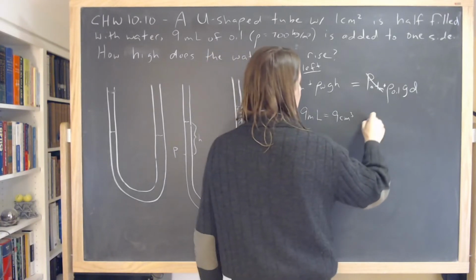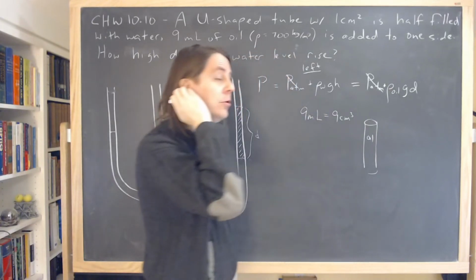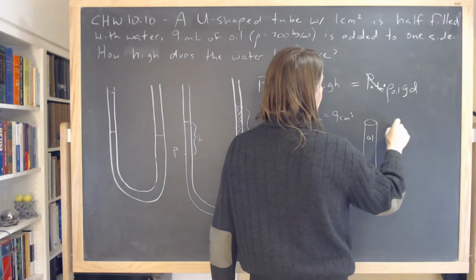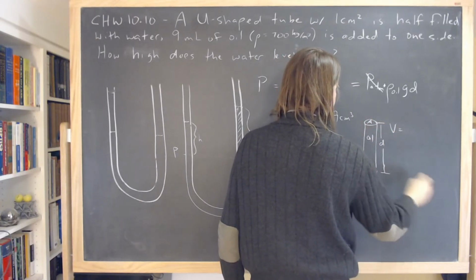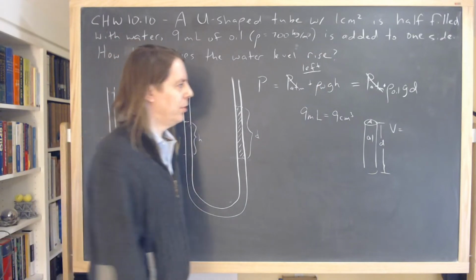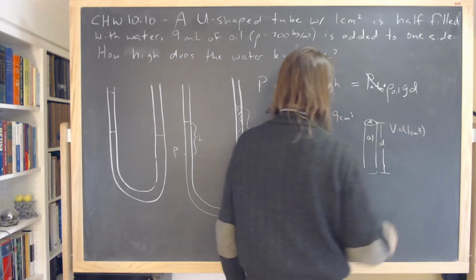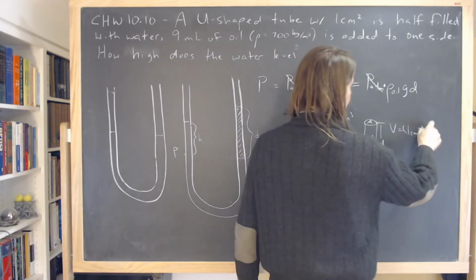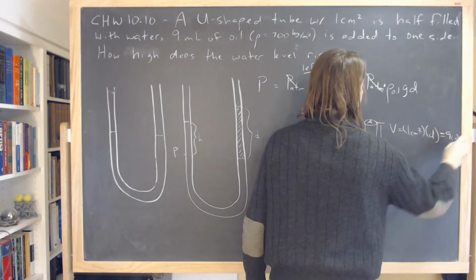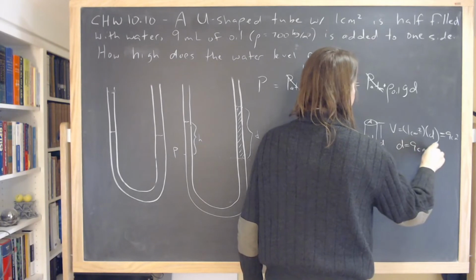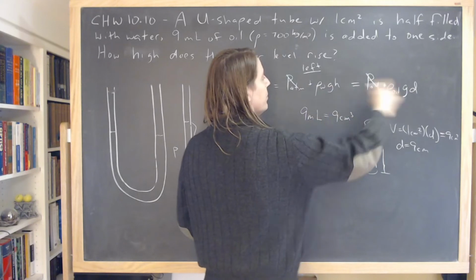So if you have this column of oil that is 9 centimeters cubed, and the cross-sectional area is A, then the volume is A times the depth D, a right circular cylinder volume. So it's 1 centimeter squared is the area times D. If that's equal to 9 centimeters cubed, you can see D is 9 centimeters. 9 times 1 is 9. So now we actually do know D, and we know everything here except H.